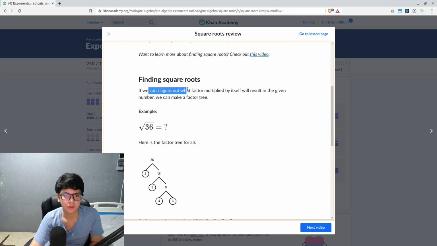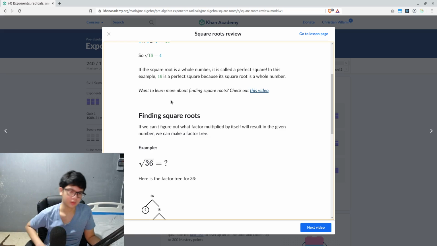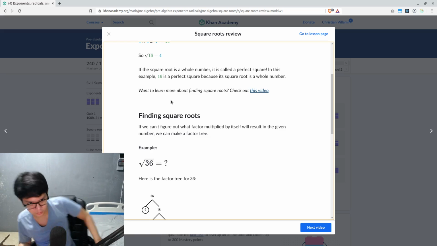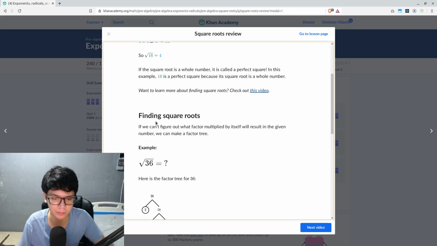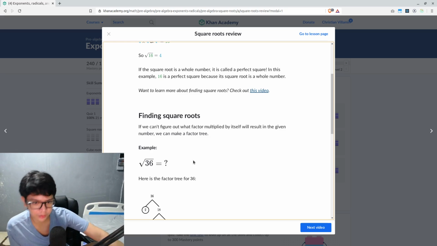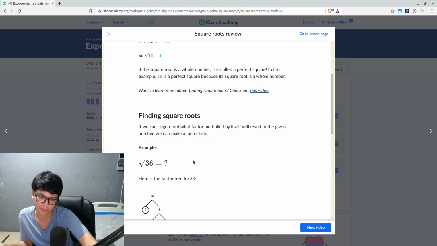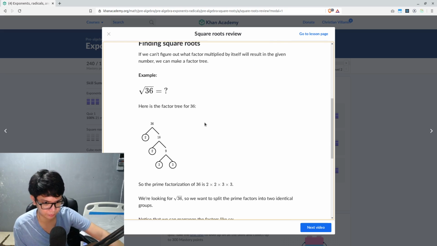Perfect squares are whole numbers. When the square root is a whole number, it's a perfect square. If we can figure out what factor multiplied by itself gives the number, we can make a factor of 3.